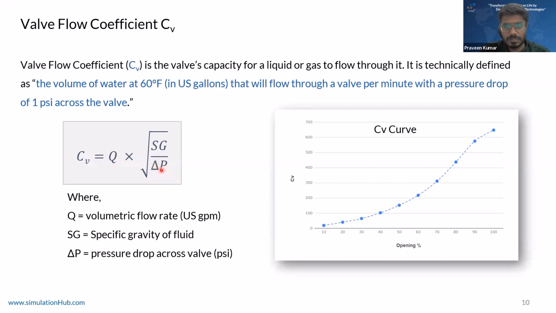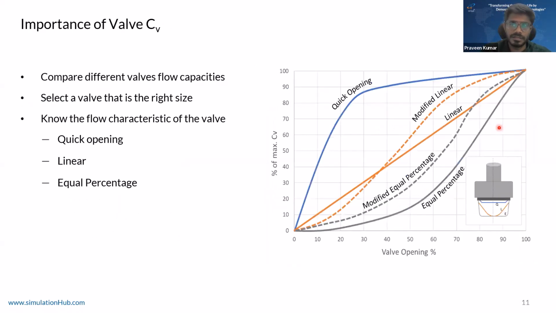So once we know the pressure drop and the flow rate, then we can calculate the CV. Once we calculate the CV for every angle of opening or percentage, then we can plot the continuous CV curve. This tells us how the valve will behave going from fully closed to fully open position. The CV curve shape can vary depending on the valve characteristics. It could be quick opening, equal percentage, or linear, or some modifications of the three major types.